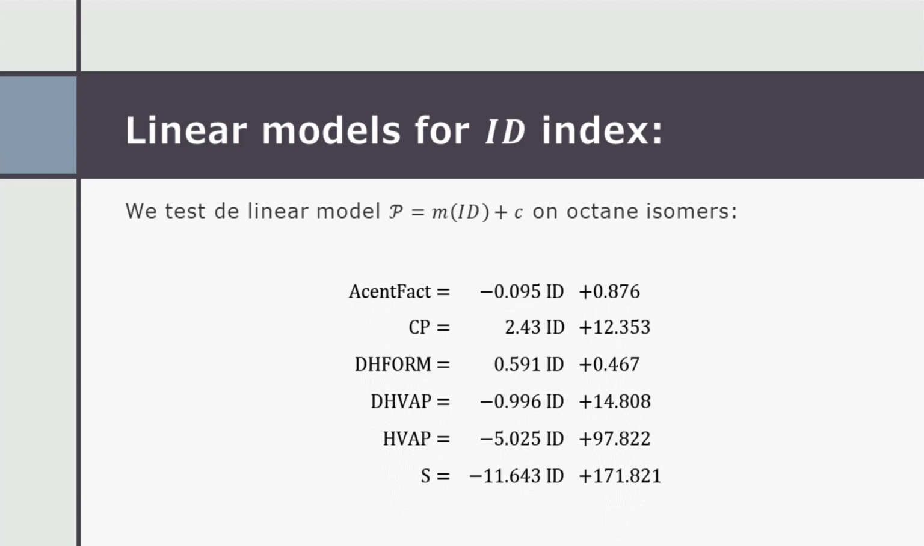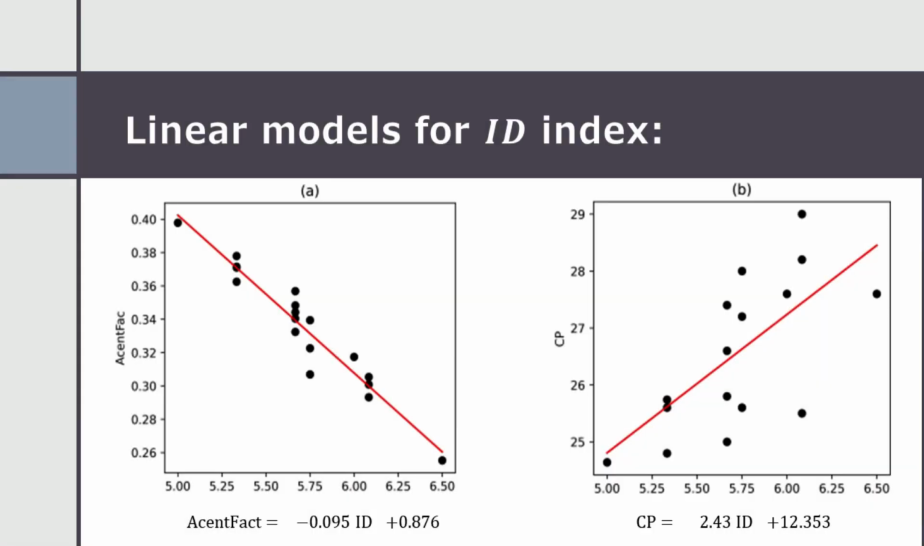We tested this linear regression model, where P is the physicochemical property. Therefore, these linear QSPR models were obtained. In these figures, we plot the ID index versus the physicochemical properties of the octane isomers. The red line represents the linear regression model obtained.